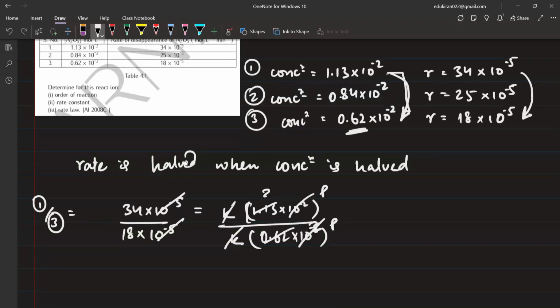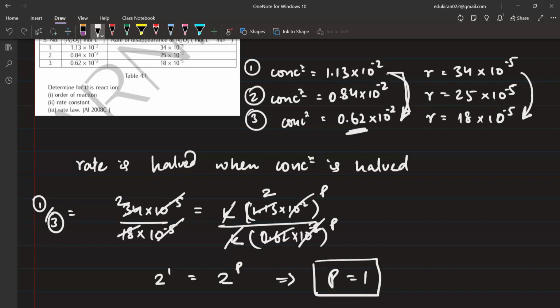0.62 you can approximately cancel by 2, 18 you can approximately cancel by 2, you will have 2 to the power 1, which will be equal to 2 to the power P. Therefore, you can say P is equal to 1. So from here we will get the order of reaction. Once you have got the order of reaction, we'll plug in the value of P is equal to 1 and plug in any one of these. So 34 into 10 to the power minus 5 is equal to K into the concentration, that is 1.13 into 10 to the power minus 2. Okay.